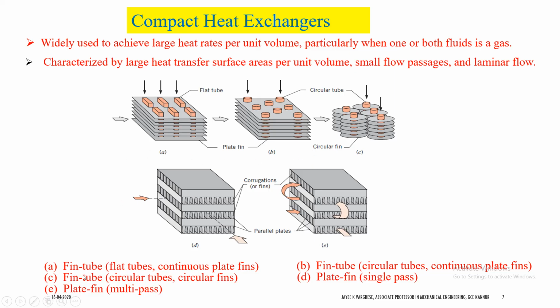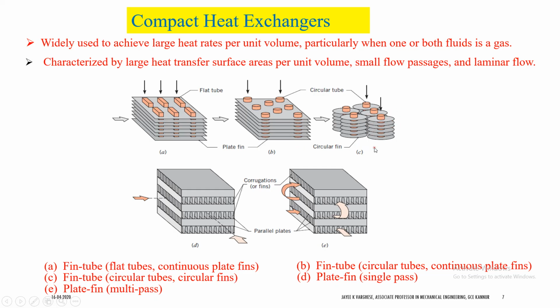The first one is a fin tube, flat tube, continuous plate fins. So we have flat tubes and continuous fins type heat exchangers. Here this is just a cross flow. One fluid will be flowing through these flat tubes, whereas the other fluid will be flowing normal to that direction. Whereas the second one has circular tubes instead of flat tubes. And the third one, we have another design, you might have seen such, with enhanced surface area for these things.